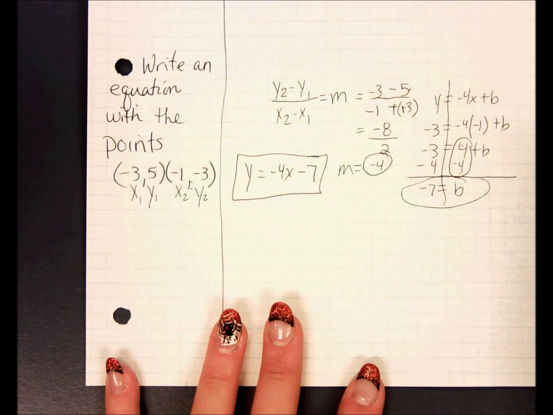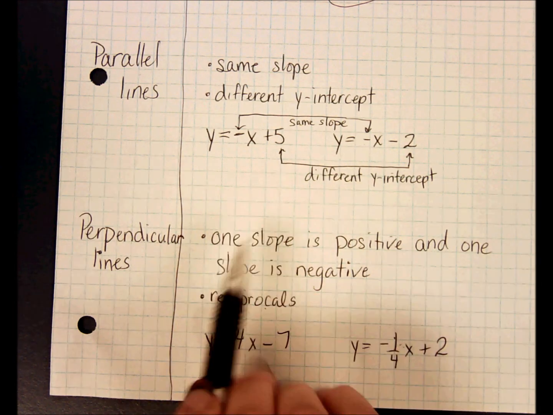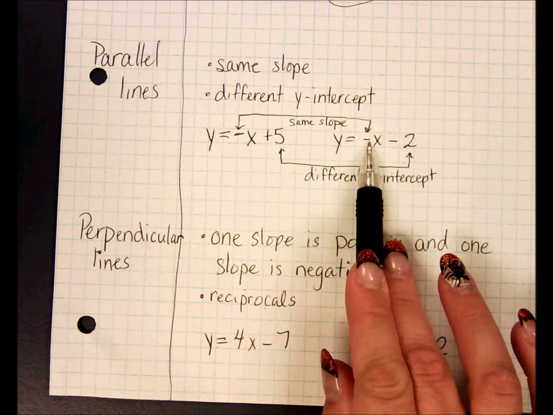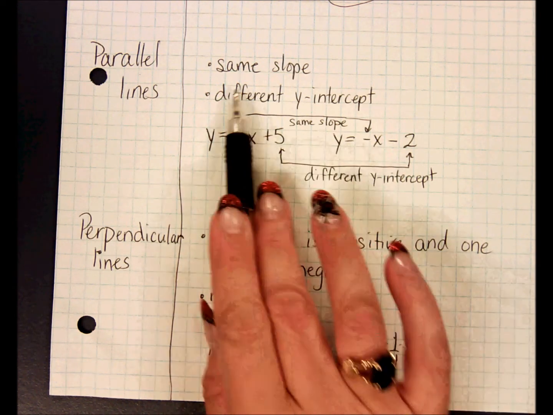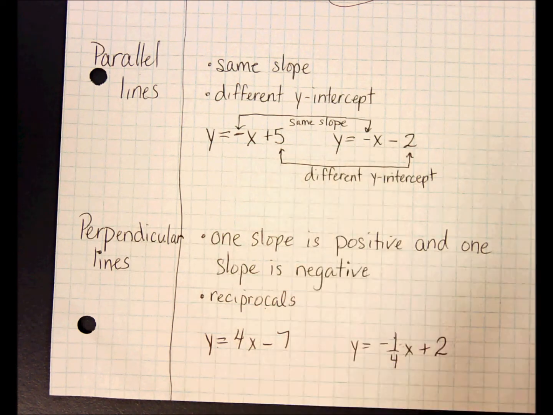And there you go. So now let's talk about parallel and perpendicular lines. If two lines are parallel, they have exactly the same slope. So for example, this is a negative 1 and a negative 1. They are parallel. But they have to have a different y-intercept, and this one does. If it's the same y-intercept, it's the same exact line.